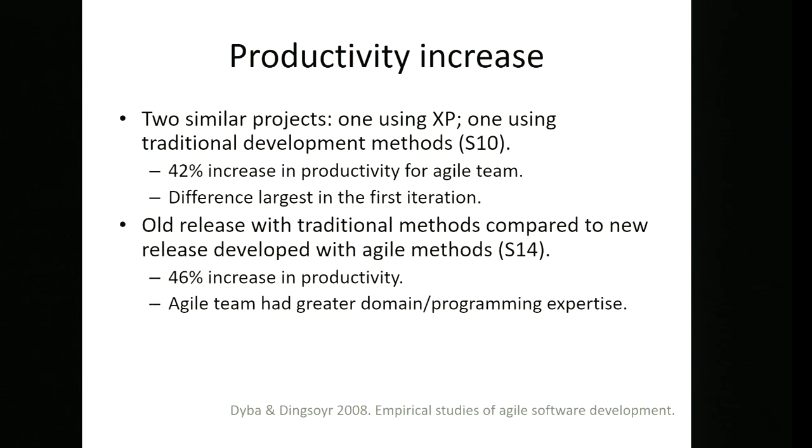In another study, an old release with traditional methods was compared to a new release developed with Agile methods, and there was a 46% increase in productivity. But we've got a confounding factor here. A confounding factor is basically an issue where something co-varies with the variable under question, the outcome variable that you're interested in. And in this case, it was that the Agile team had greater domain expertise and programming expertise.